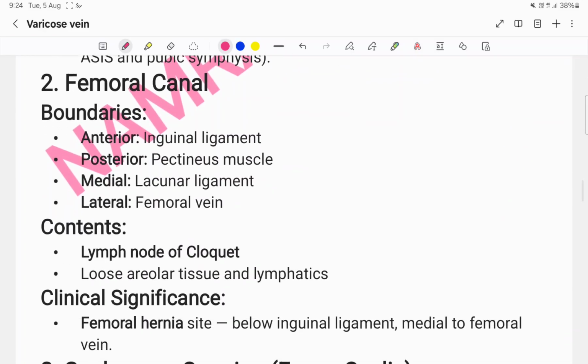Next is the femoral canal. The anterior boundary is the inguinal ligament. The posterior boundary is the pectineus muscle, that means it lies on the pectineus muscle. The medial boundary is the lacunar ligament and laterally is the femoral vein.